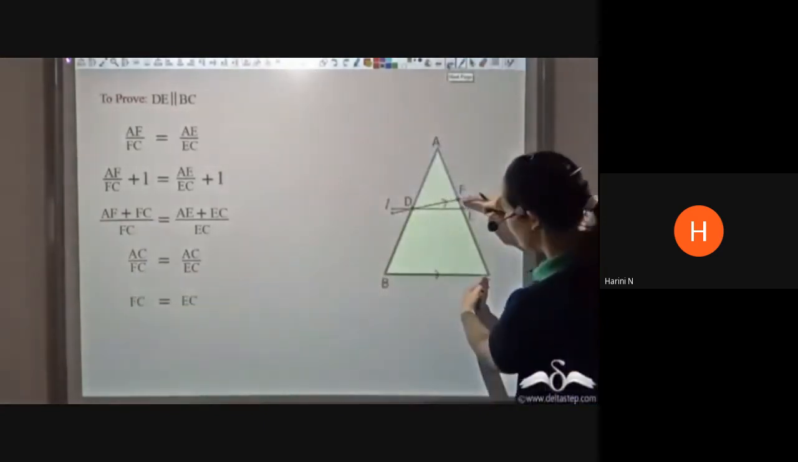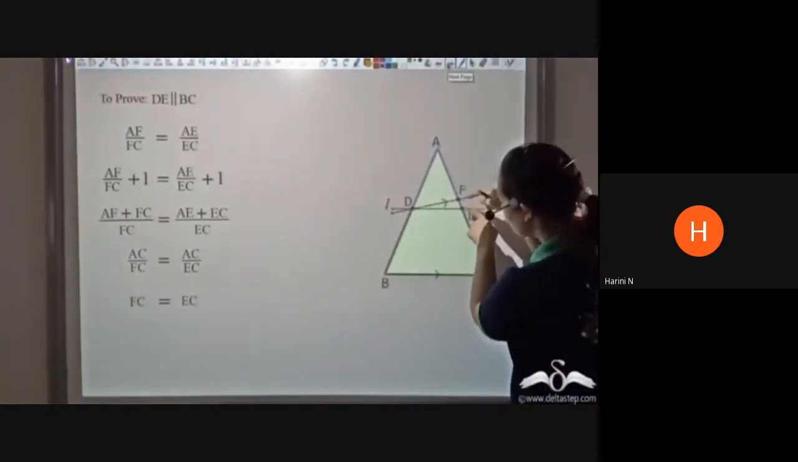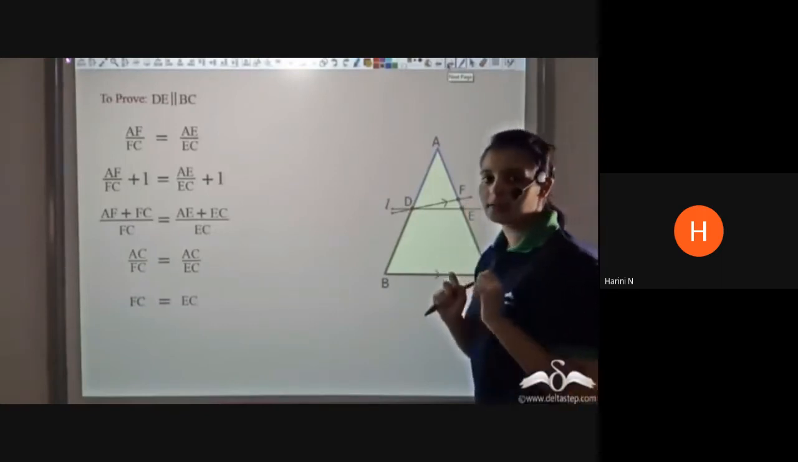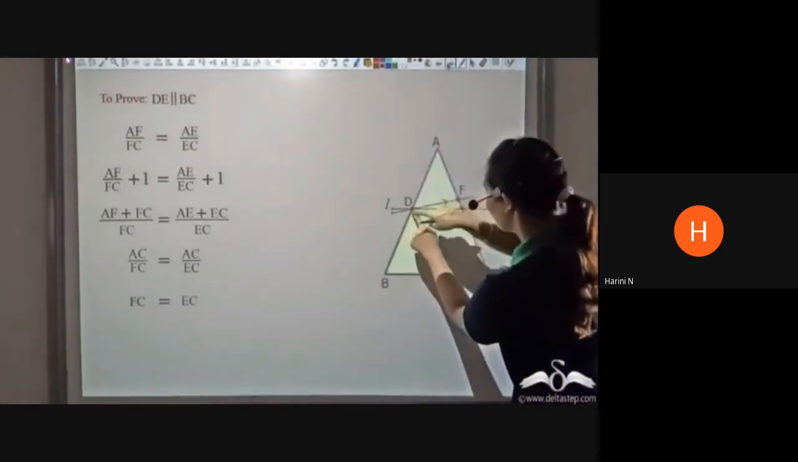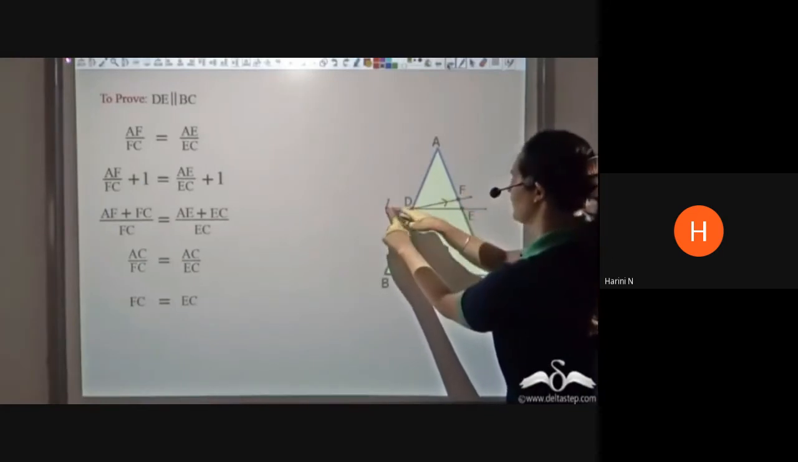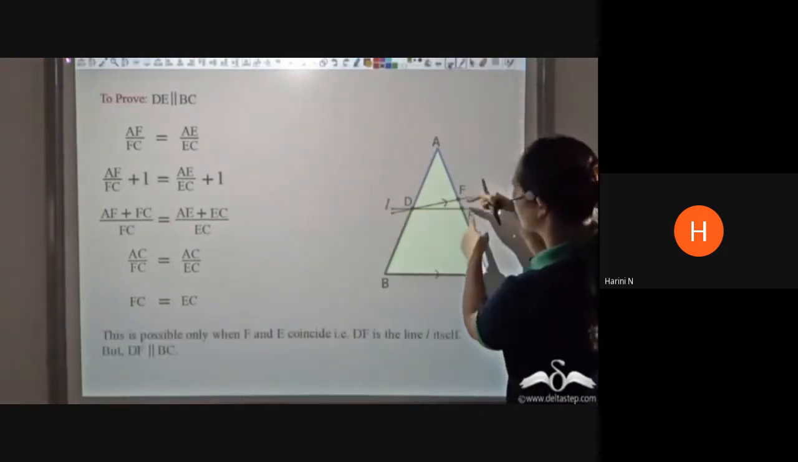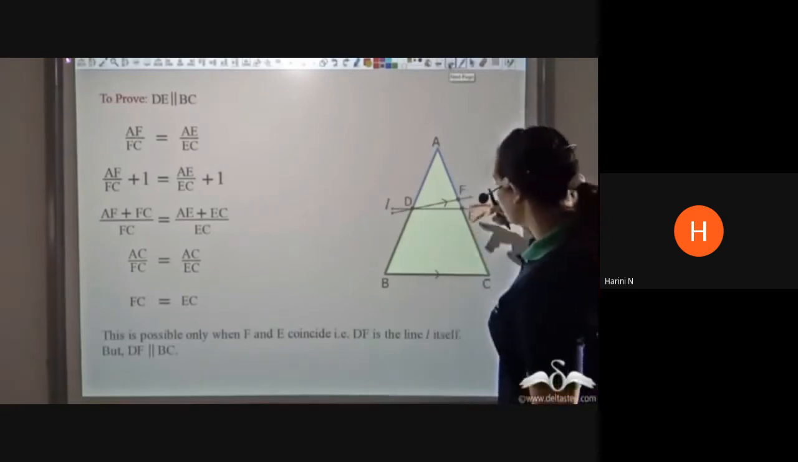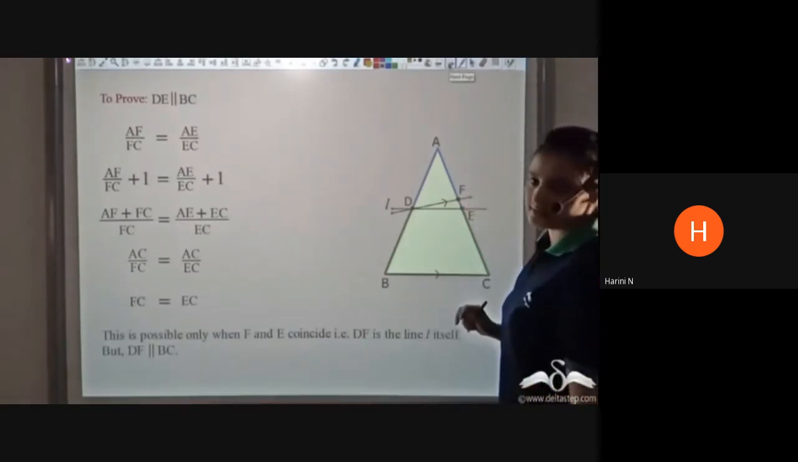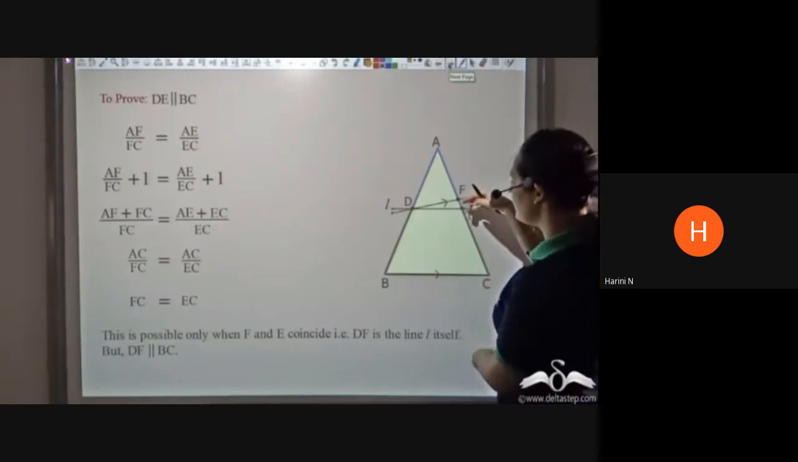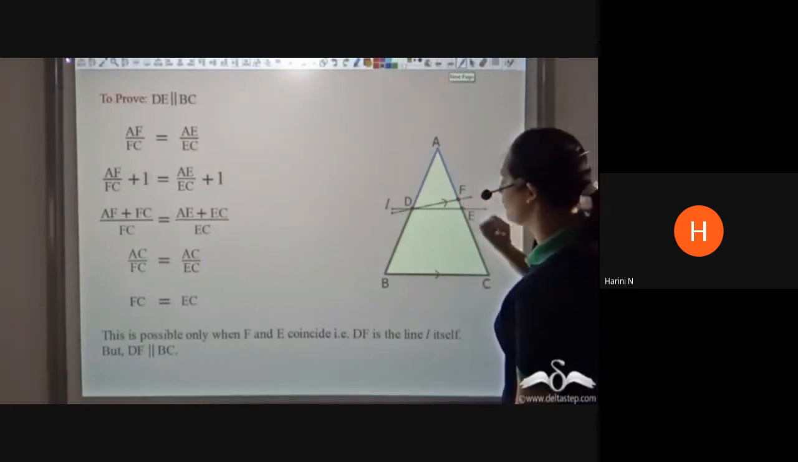Since FC is equal to EC, I can say that F and E are the same point. So this line DF is actually the same as line DE. These two points coincide, and hence F and E are the same point, because FC is equal to AC.